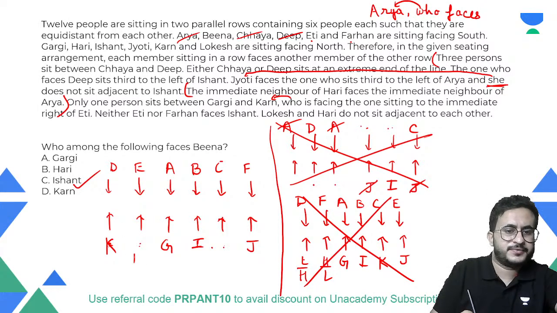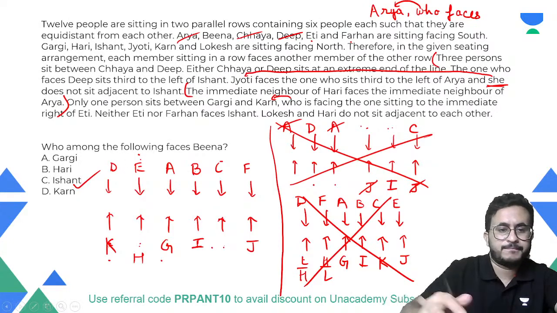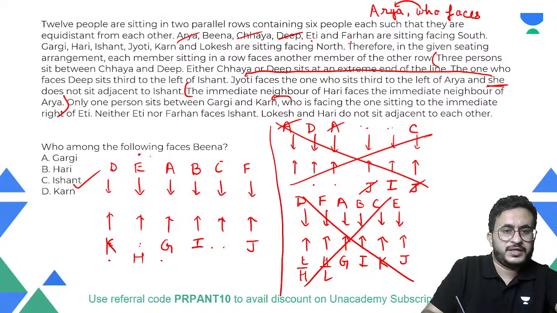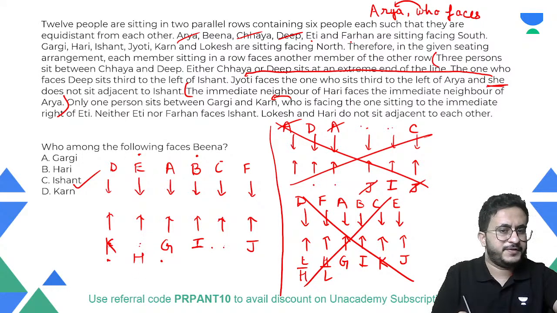Suppose Hari is here. ठीक है, हरी के नेबर कौन कौन है? ये दो हैं, और आर्या के नेबर ये दोनों हैं, राइट? इज नेबर ऑफ हरी फेसिंग नेबर ऑफ आर्या? ये आर्या के नेबर है, ये हरी के नेबर है. Is a neighbor of Hari facing neighbor of Arya? No, we are not getting that, right? Because neighbors of Hari, neighbors of Arya, not facing each other.